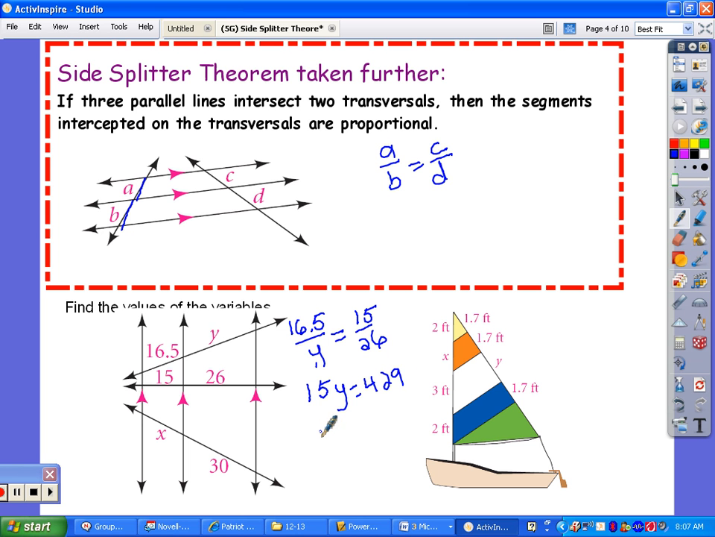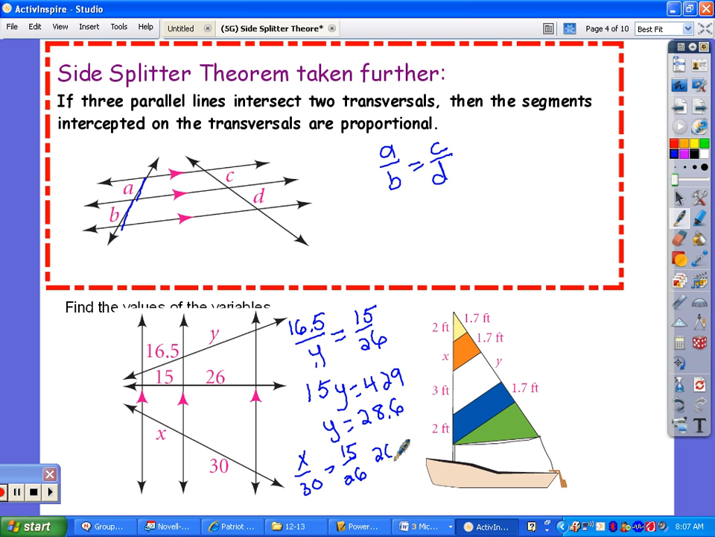And then we're going to solve for y by dividing by 15. So then y is 28.6. And we're going to use the same idea to find x. So if we look, x and 30 are on one transversal, 15 and 26 are on the other, so they have to be proportional. So x over 30 has to equal 15 over 26. And then we're going to cross multiply.